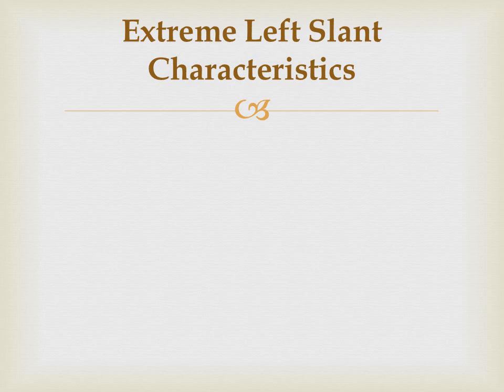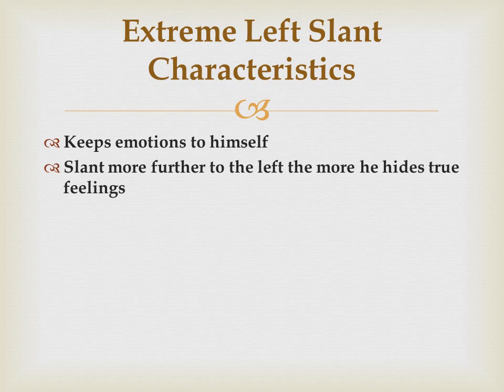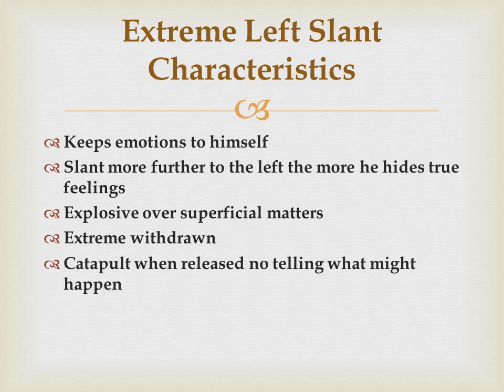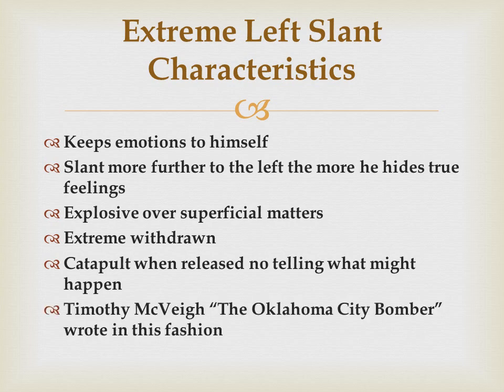Characteristics of an extreme left slant writer. He keeps his emotions to himself. The further to the left, the more he hides his true feelings. Can be explosive about superficial matters. Extremely withdrawn. He can be compared to a catapult being stretched to the limit. When it is released, there is no telling what may happen. And one note, Timothy McVeigh, the Oklahoma City bomber, wrote in this fashion.